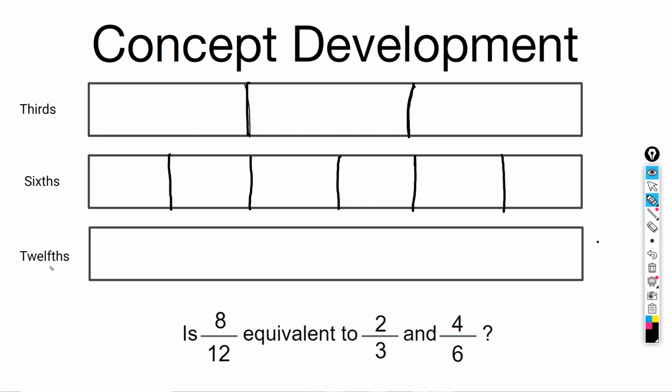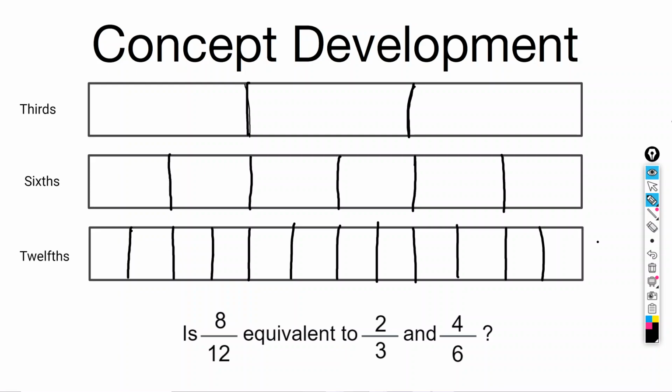Next is twelfths. So to make twelfths, we have the same pieces as the sixths. So I'm just going to put my lines in the same spot. And then if we break those in half again, so if we had our fraction strips in front of us, we would fold them in half again. So we'll break each of these in half, and then we should end up with 12 equal pieces, and we can go back and count. 1, 2, 3, 4, 5, 6, 7, 8, 9, 10, 11, 12. Okay, so we've broken our fraction strips up.